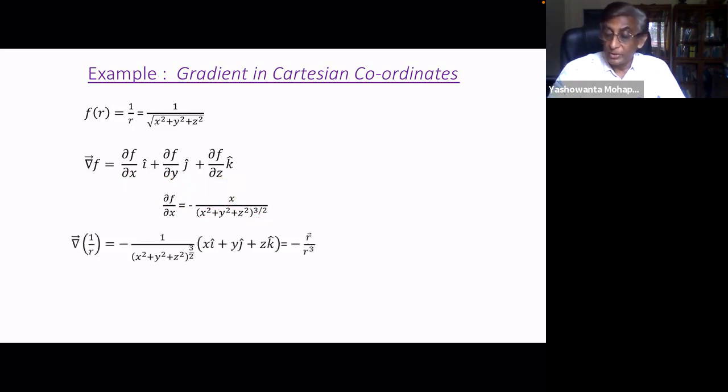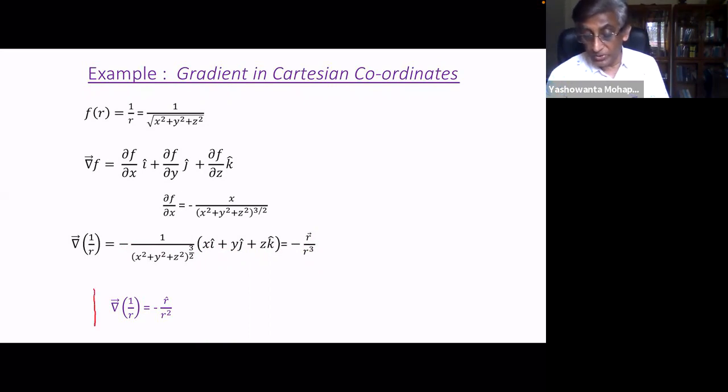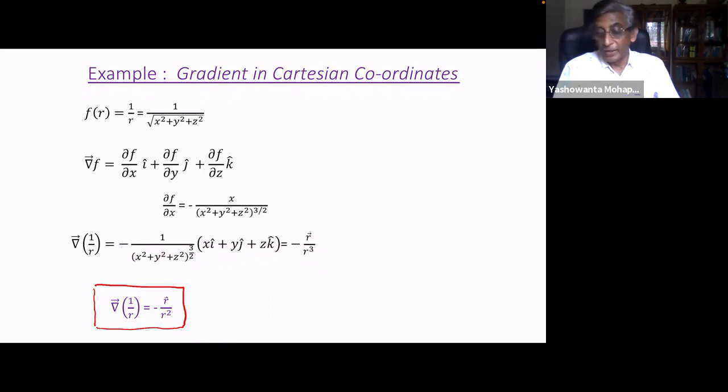And hence I can write down that grad of 1 by r, the scalar, is minus r by r cube, since the minus and 1 by r cube are common to everybody, xi, yj, and so on. Or 1 by r square in the direction of minus r hat. This is an important relationship we'll use a lot in this course. The gradient of 1 by r, where r is the distance from the origin, is minus r hat by r square.